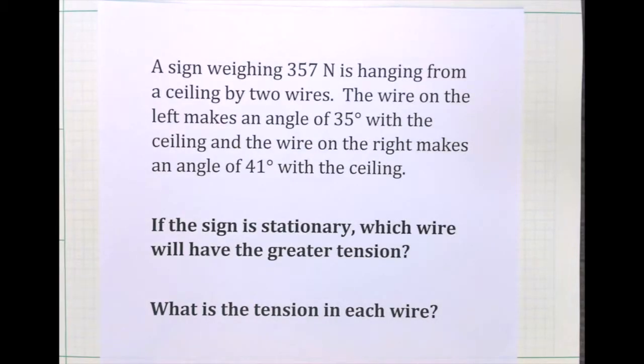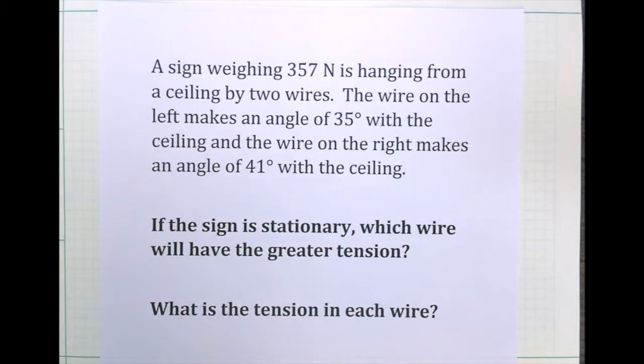All right, in this video I want to deal with a situation of equilibrium, specifically static equilibrium, although the same technique can be employed with dynamic equilibrium. The problem statement is, a sign weighing 357 newtons is hanging from a ceiling by two wires. The wire on the left makes an angle of 35 degrees with the ceiling, and the wire on the right makes an angle of 41 degrees with the ceiling.